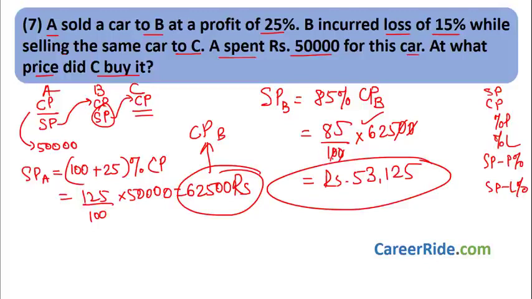Now here the calculation might look lengthy, okay, but since the sum is easy, the calculation given by the examiner in the exam is a little bit lengthy or tedious to calculate. But if you learn simplification, if you practice more, you will be able to calculate faster. So the answer is 53,125. That means C bought the car for 53,125 rupees. Moving to question number 8.